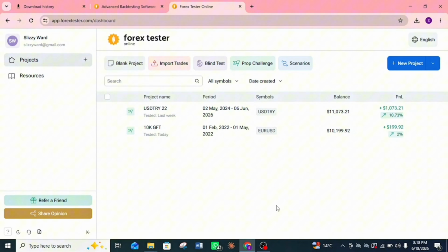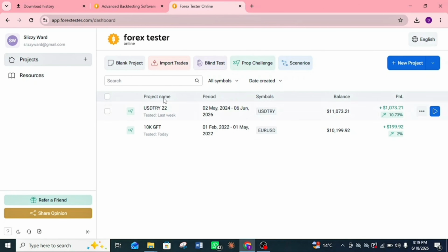In today's video, I'm going to be showing you a backtest of a strategy I've been using on prop firms recently, and this is the strategy I'll be using for trading the currencies market, or the forex market, basically. So I'm going to be testing using Forex Tester. This is the backtesting software I use, and I'll show you why as we go.